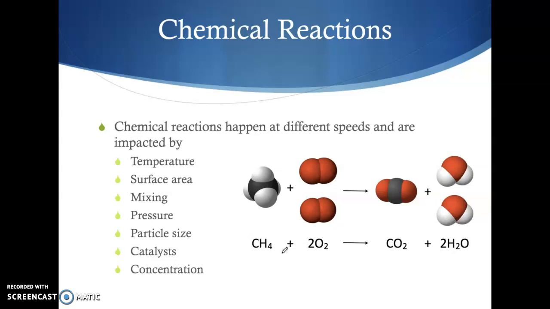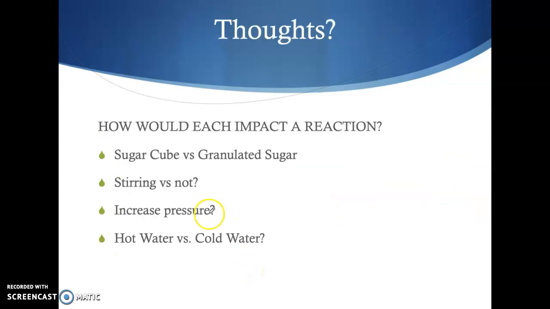So in our chemical reactions, the speeds of the reactions are impacted by a couple different things: temp, surface area, mixture, pressure, particle size, catalyst, and concentration. So let's talk about those. So think about this. If I had a sugar cube and I dropped it into, sugar cube, something that looks like this, nice little drawing here, versus granulated sugar, which of those is going to dissolve faster if you put it into water or into coffee? The granulated sugar. Why? Because it has more surface area.